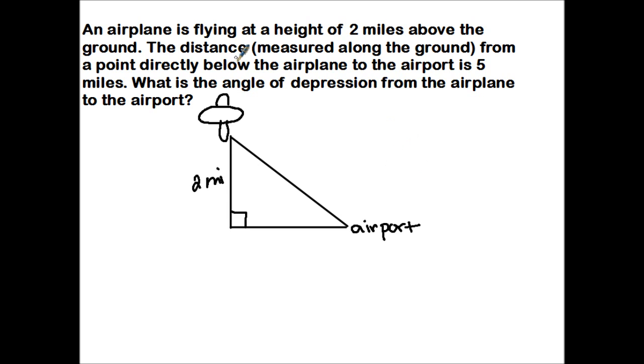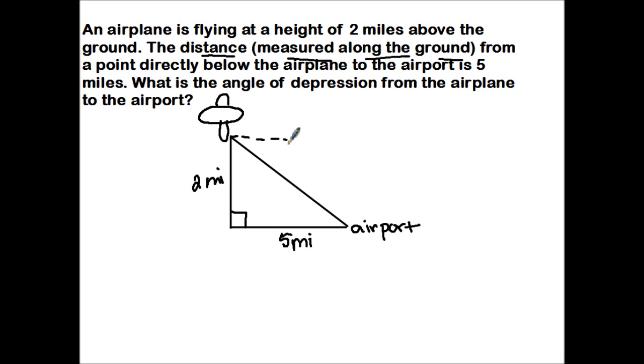And then it said the distance measured along the ground. So that's key words, right? So I'm talking about along the ground from a point directly below the airplane. Okay, so here's a point directly below that airplane to the airport. So this would be my 5 miles. Okay, it wants me to find the angle of depression from the airplane to the airport.